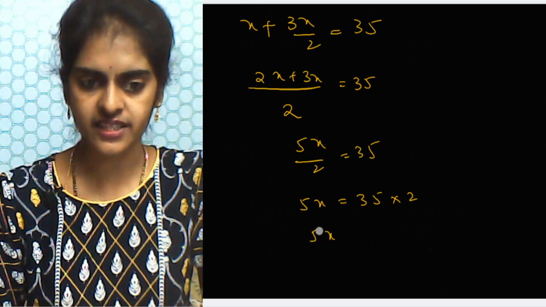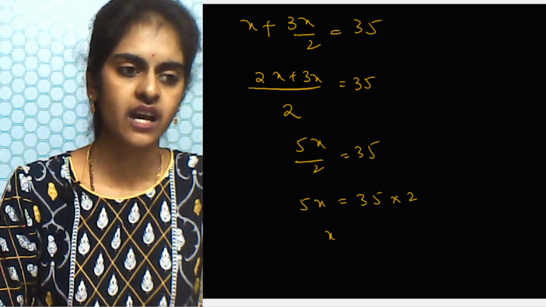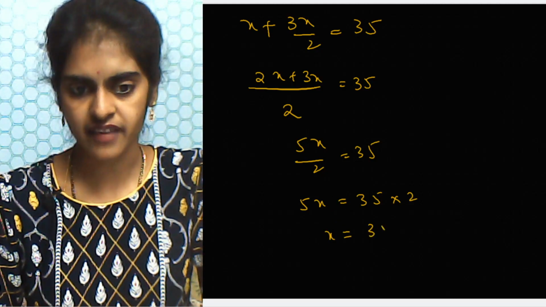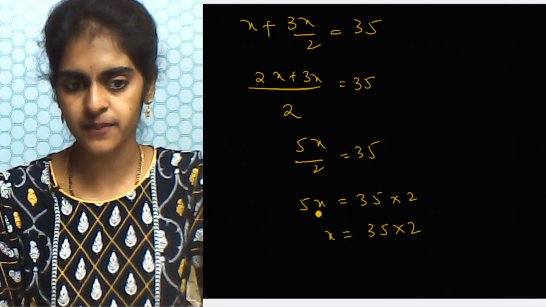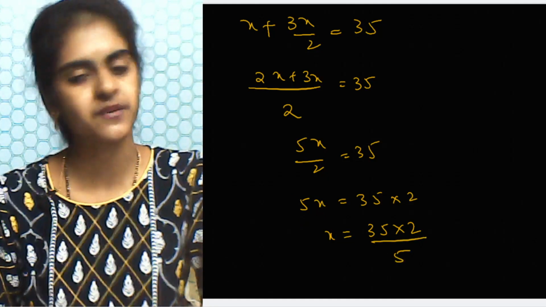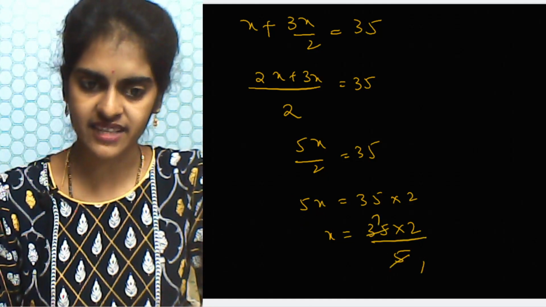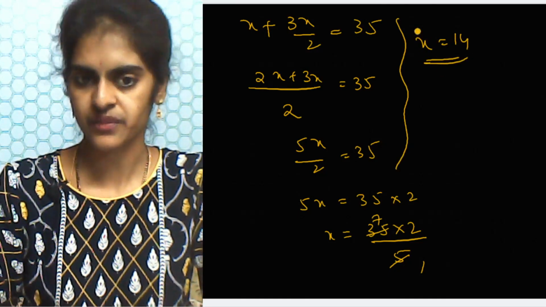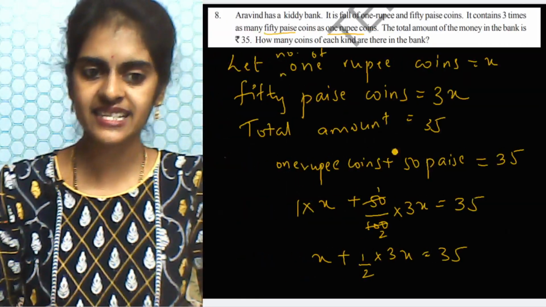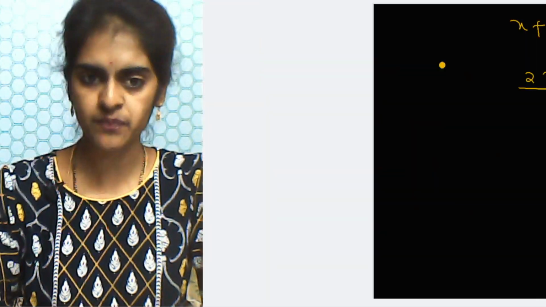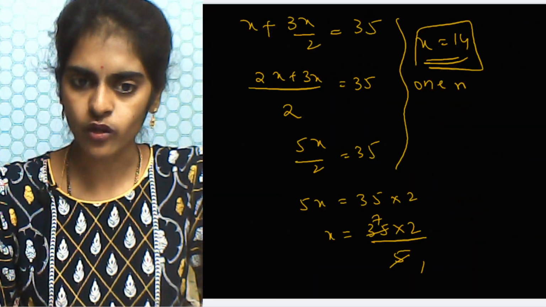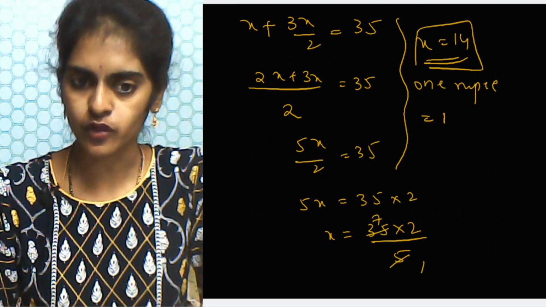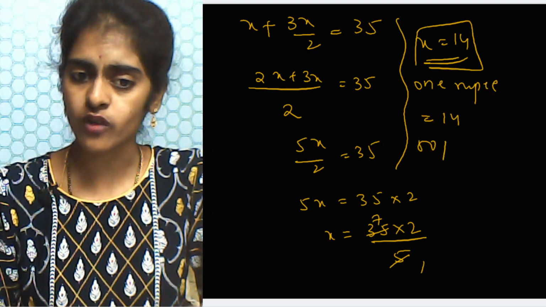So what is the value of x? Let me send this 5 to the RHS. So it will be 35 multiplied by 2 divided by 5. This is in multiplication; transposing it to the RHS, it becomes division. So 5 sevens are 35, so x is nothing but 7 twos are 14. So what is x? x is the number of 1 rupee coins. So 1 rupee coins are how many? They are 14. What about 50 paise coins?